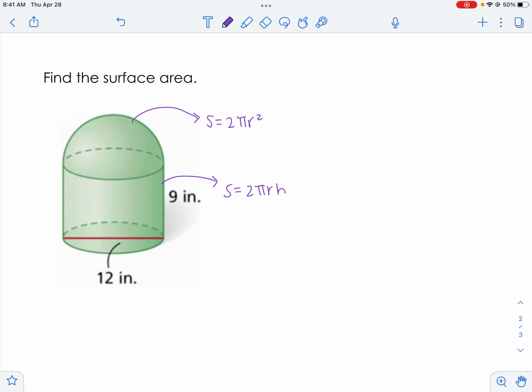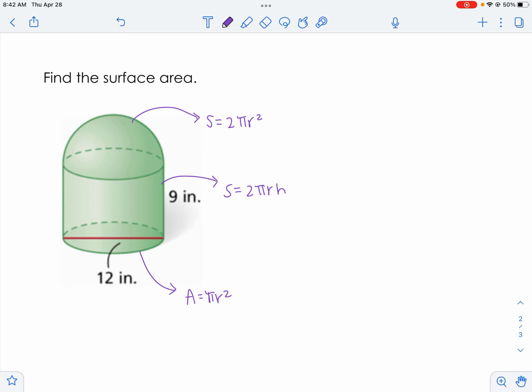But if I think about this surface area, so I know it's lateral for the hemisphere, it's a wraparound for the hemisphere, it's a wraparound for the cylinder, but then I can't forget this base here on the bottom. So how do we find the area of that base? Well, that's just a circle. How do we find area of a circle? Pi r squared.